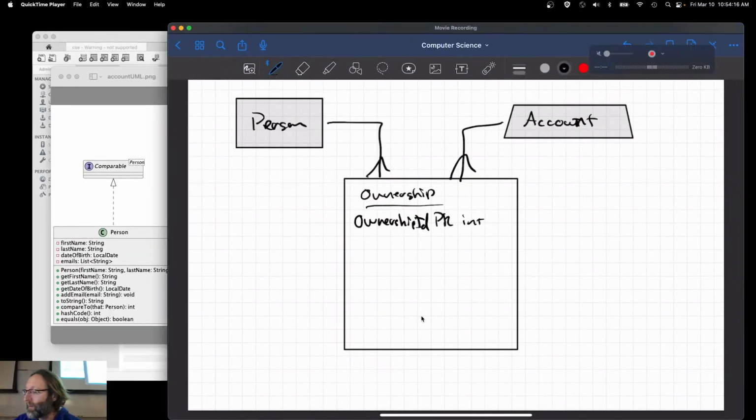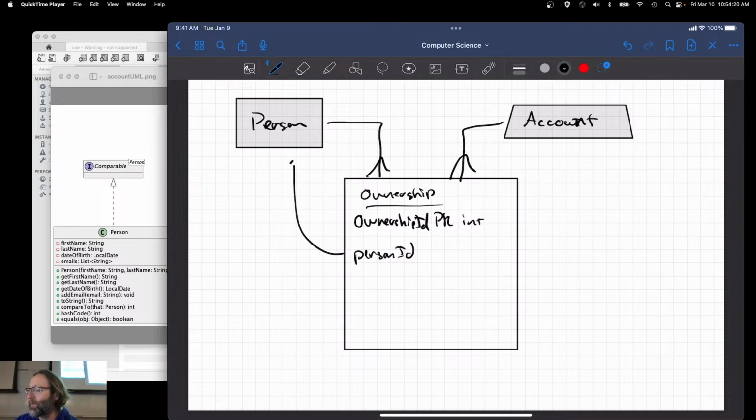Right? So person ID, and I'll just make a note here that refers back to the person, and then account ID, and I'll make a note that refers back to the account. Right? Anything else that we would want to put in here? Well, I kept it simple.